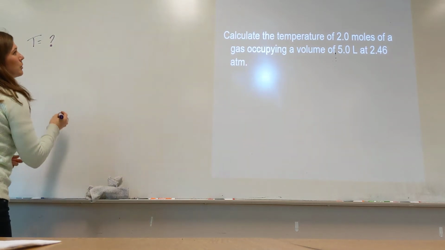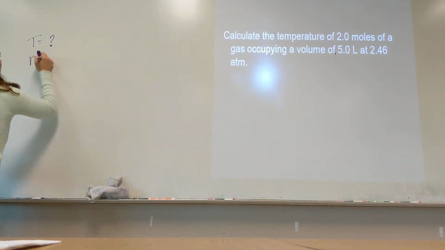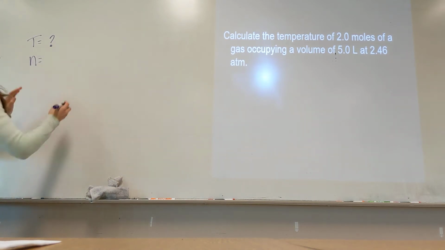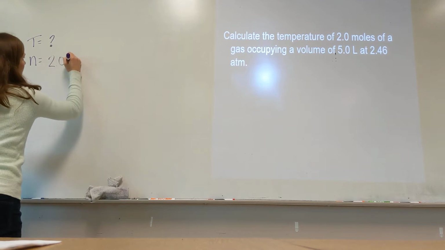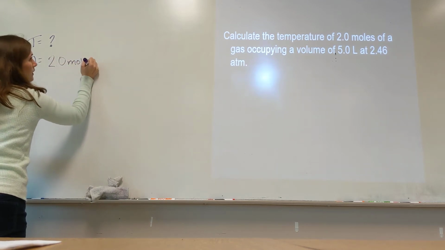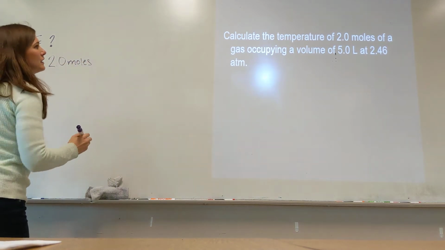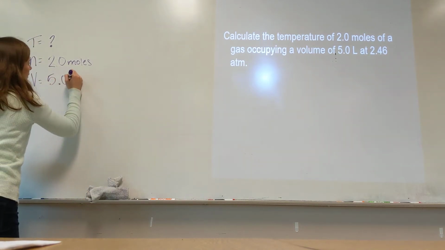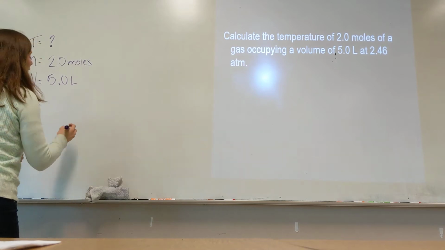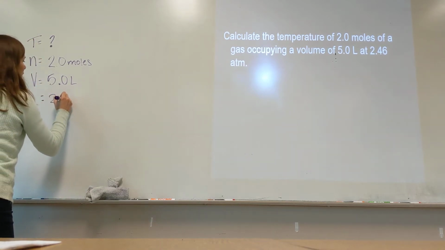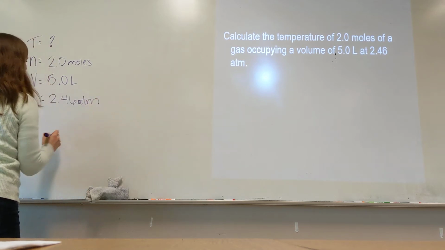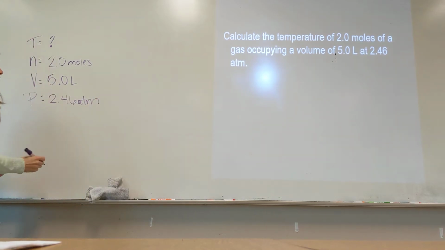2 moles of gas. Remember, moles are represented by N. And volume is 5.0 liters. And we have 2.46 atmospheres, ATM, and that would be representing a pressure.